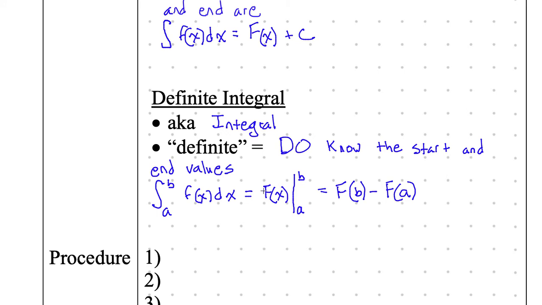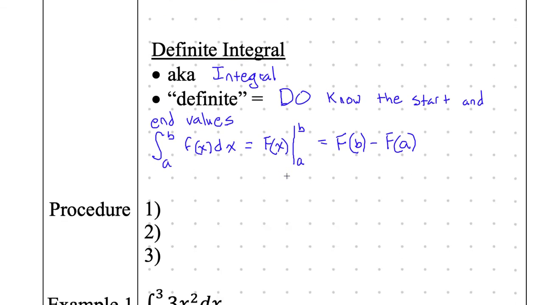Whenever you have F of x evaluation bar between a and b, again, you always read it from here to here. That means I'm going to plug in b and subtract plugging in a. You understand? I read it F of x from a to b, but I'm going to plug in b, then minus a. That's going to be very important for the rest of AP Calculus.